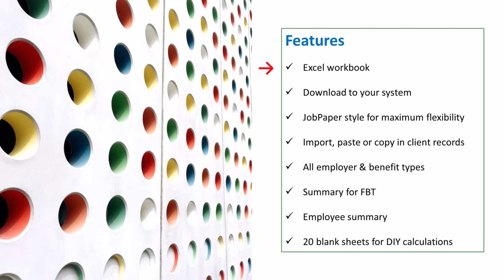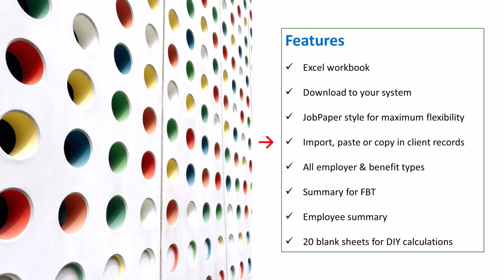Our FBT Calculator is an Excel workbook which you download from our site and save to your document management system for easy retrieval. It's a job paper style workbook which is designed as an all-in-one solution to completing an FBT job. The only protected areas in this workbook are our formulas and written content. All other areas can be used for whatever purpose, giving you maximum flexibility. You can add pictures, shapes, icons, or screenshots to make it easier for you to follow or review your work.